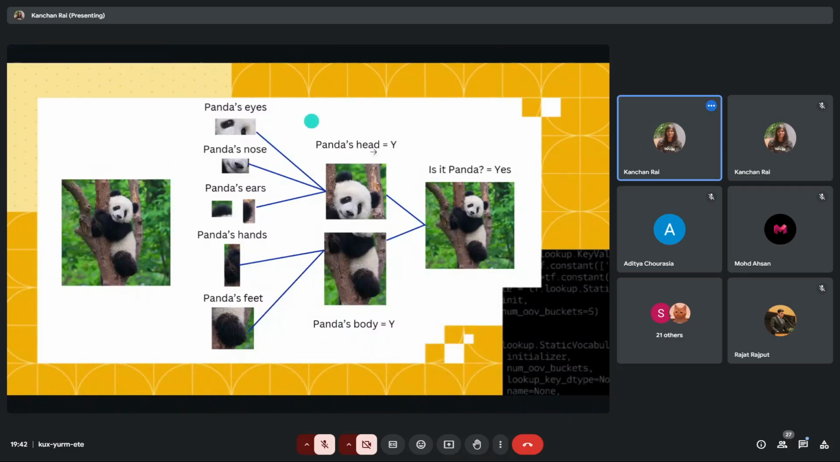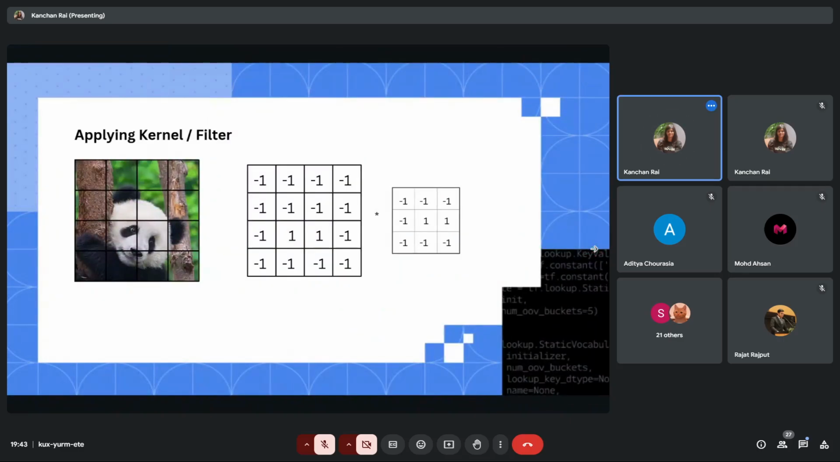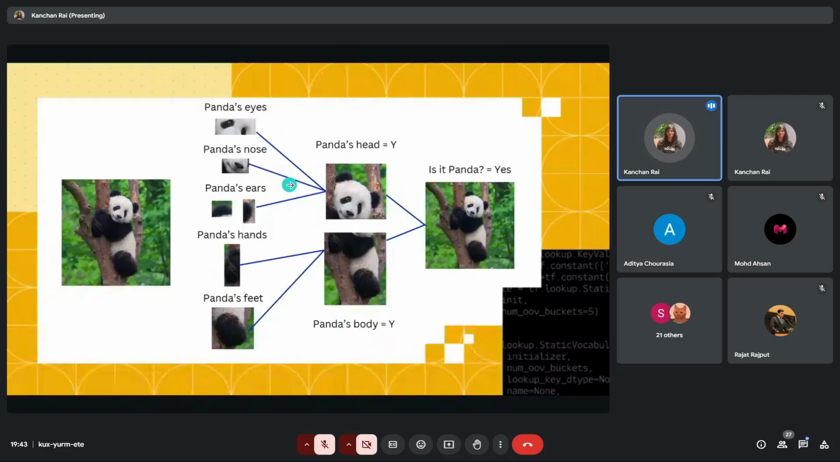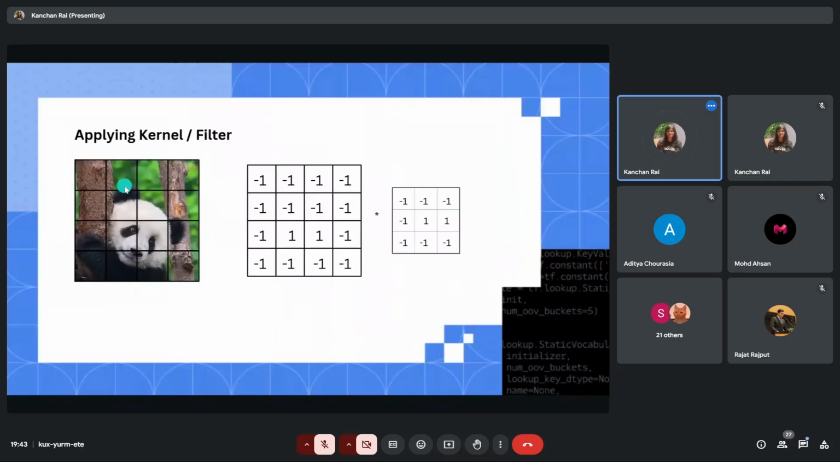Now coming to the mathematics behind it. It's a little bit complicated, but I have tried to simplify it. So what are we going to do? I have broken down my image. I have taken only this part, and I have converted it into a 4 cross 4 matrix. So what I would do is apply a filter over it.